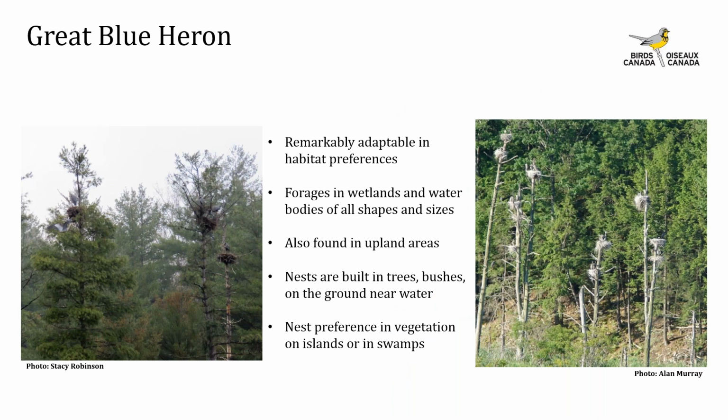The great blue heron's occurrence is widespread. They are remarkably adaptable. During the breeding season, they forage wherever there's water, in wetlands, water bodies, water courses, all shapes and sizes. They can also be found in upland areas as well. They build their nests in trees and bushes and on the ground and on artificial structures, usually near water. They do prefer to nest in vegetation on islands or in swamps.